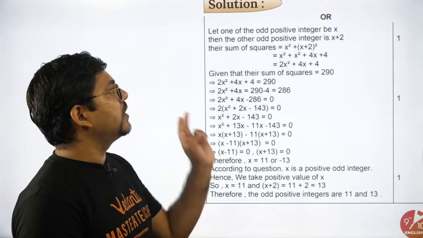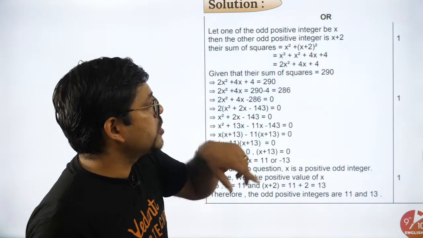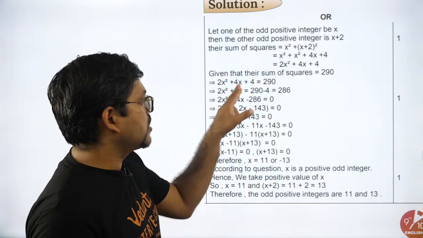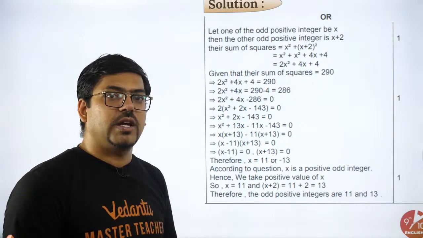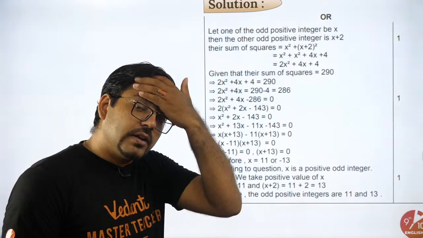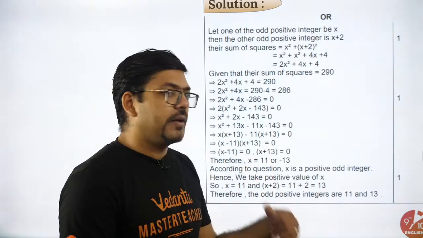Same way, if you will solve the other one, which I said x and then x plus 2, x square plus (x plus 2) whole square, this is equal to 290. So this entire thing is equal to 290. Solve this entire thing, you will get x equals 11 or minus 13. Obviously negative won't be taken, has to be neglected because an odd number can't be negative. So you will get a positive number.